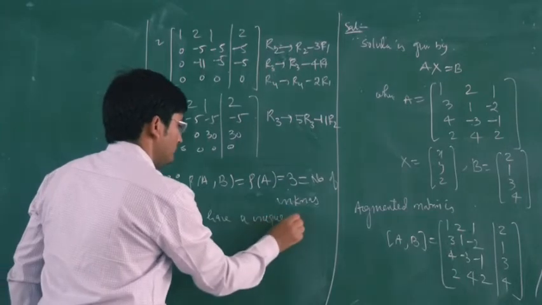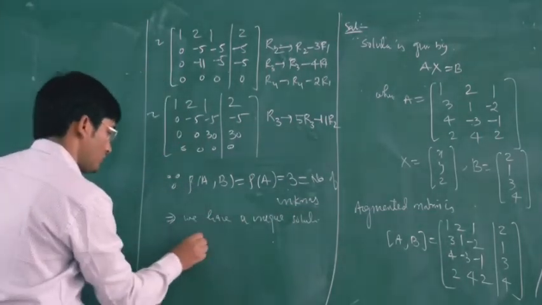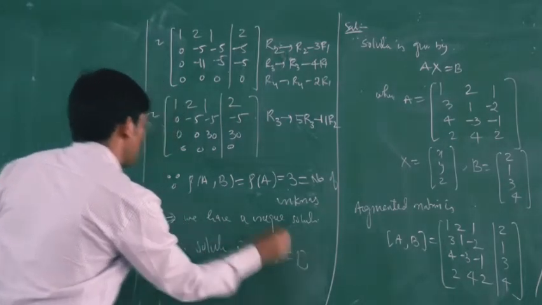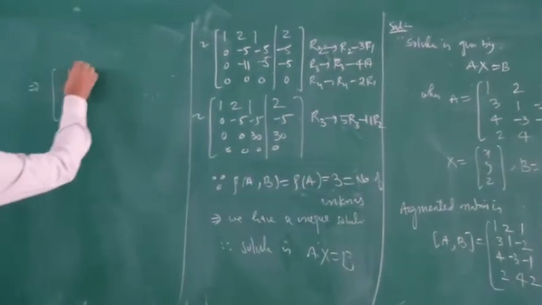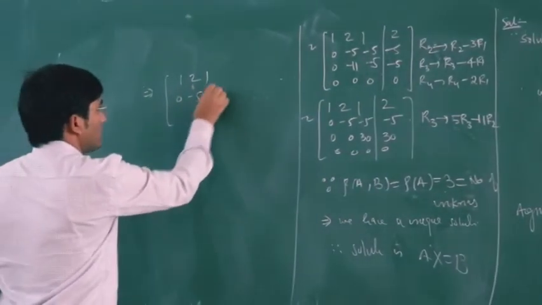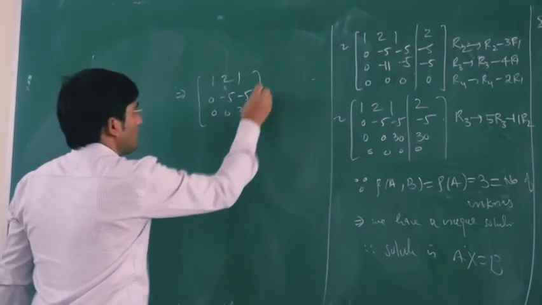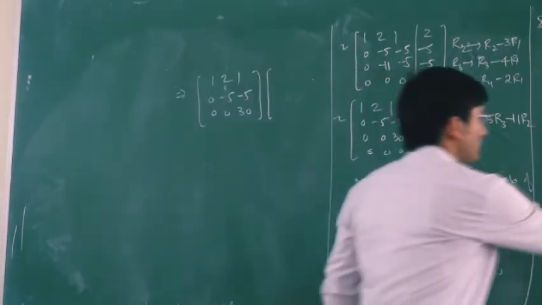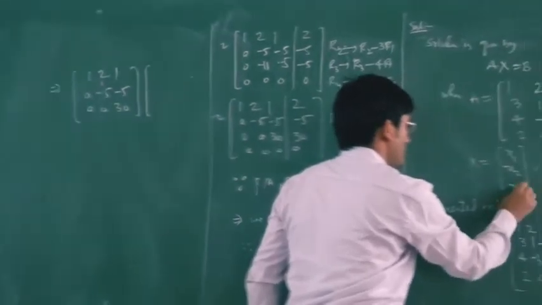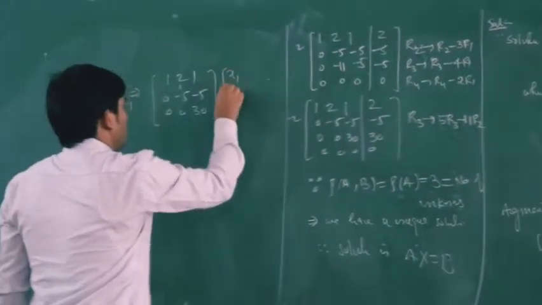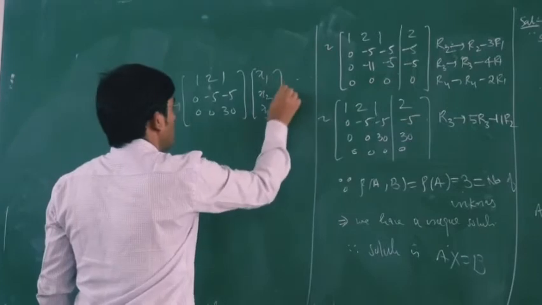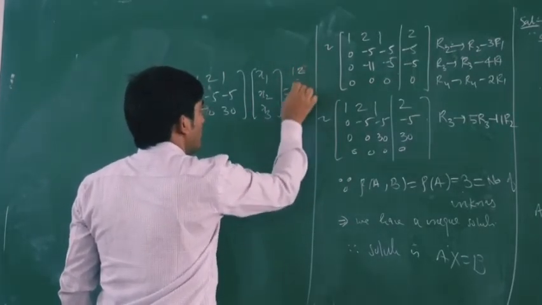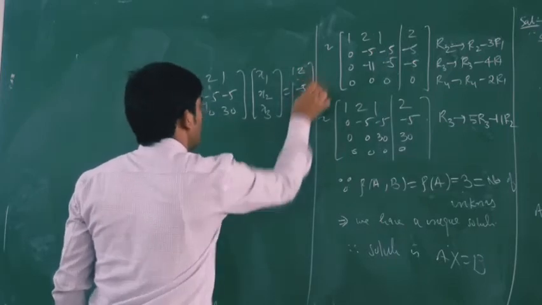And it is given by, therefore solution is Ax equal to B. So this is equal to 1, 2, 1, 0, minus 5, minus 5, 0, 0, 30 into x. X is your x1, x2, x3. This is your x1, this is your x2 and x3. So x1, x2, x3 is equal to your B, means the right hand side, 2, minus 5, 30 and 0.